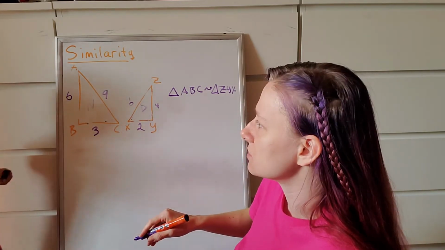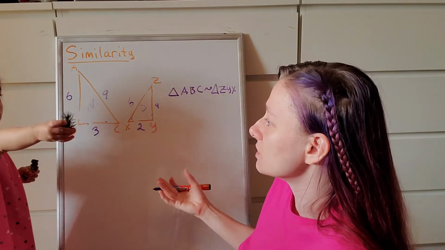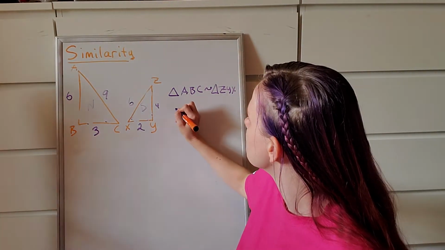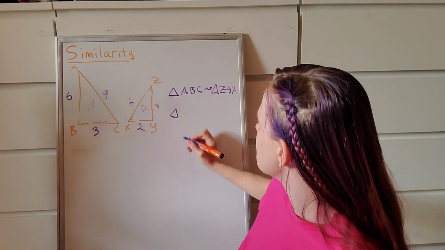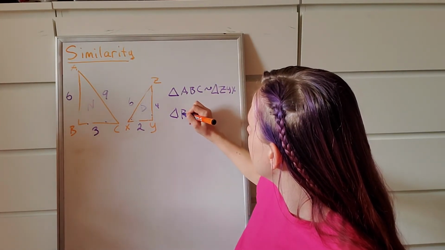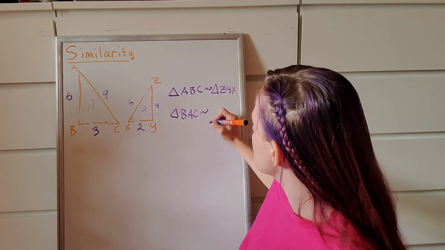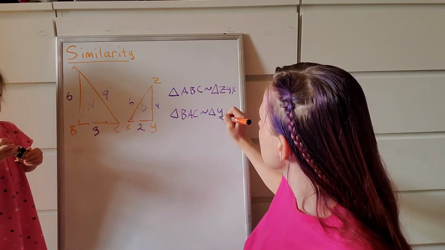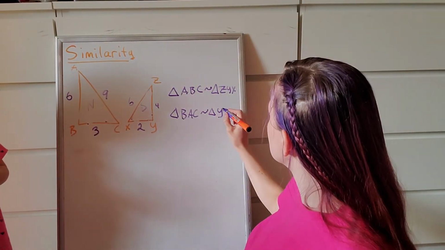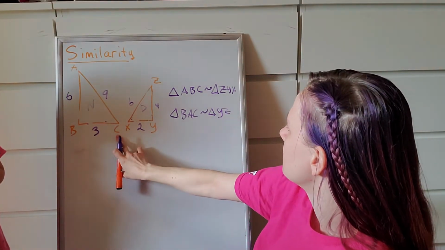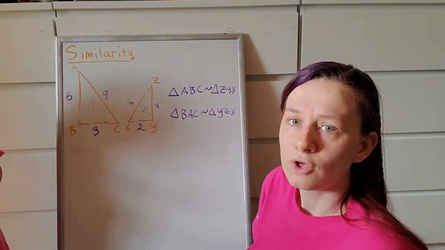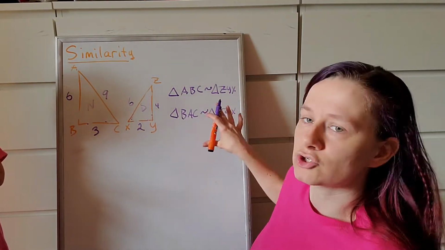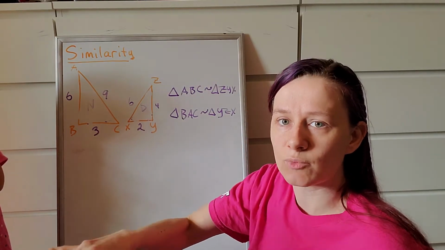If I wanted to put it in a different order, I can totally do that. I can totally put it in a different order. I can do triangle, let's say, BAC is similar to, then if I'm starting with B, I have to start with Y. A goes with Z, and C goes with X. So it doesn't matter what order you put the first triangle in. All that matters is that the second triangle, you match it to the same order.